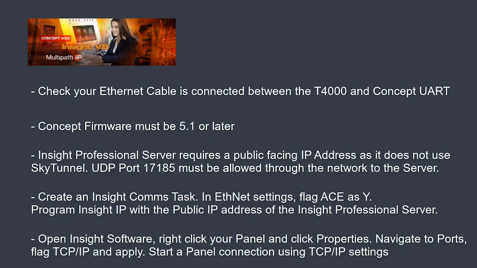Via the keypad, edit your Insight comms task to have A, C and E flagged as Y in the Ethernet settings and program the Insight IP to be the public-facing IP address of the Pro server. And finally, in the Insight software, edit your panel properties. Navigate to Ports, flag TCP IP and apply. You can now test your panel connection.